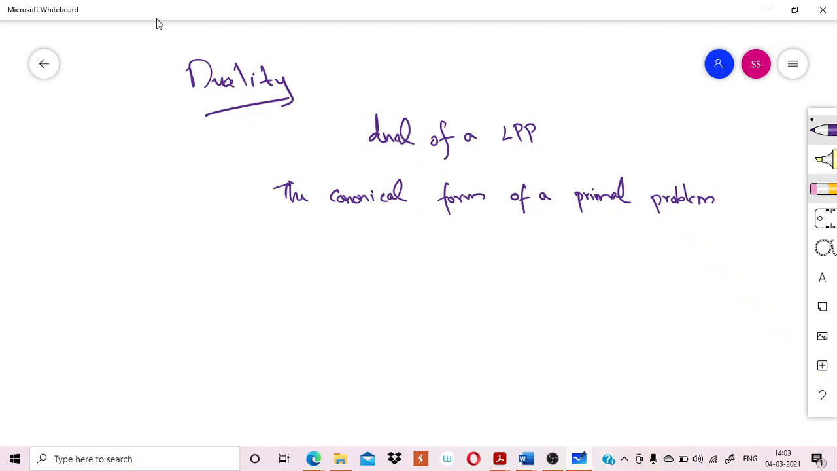So let it be maximize. Maximize z is equal to, this is canonical form, standard form. We are using arbitrary notations. So z is equal to c1 x1 plus c2 x2 plus etc. plus cn xn, where c1, c2, c3, etc., cn are our cost coefficients.